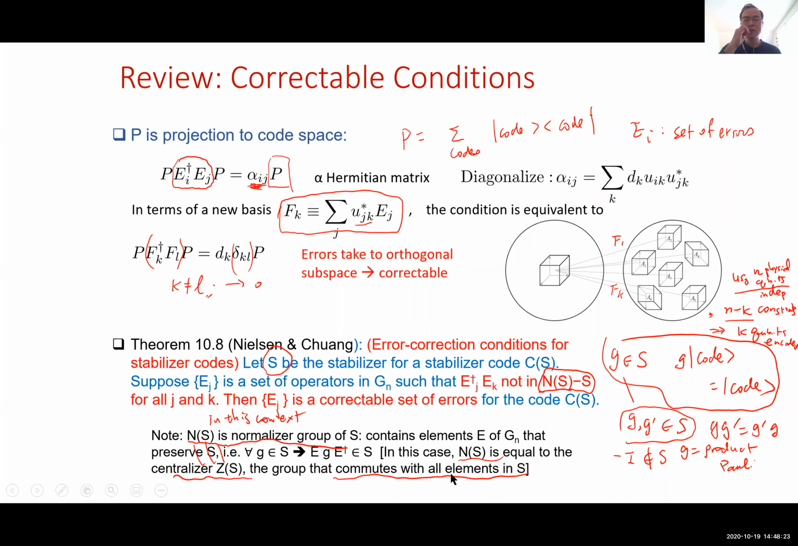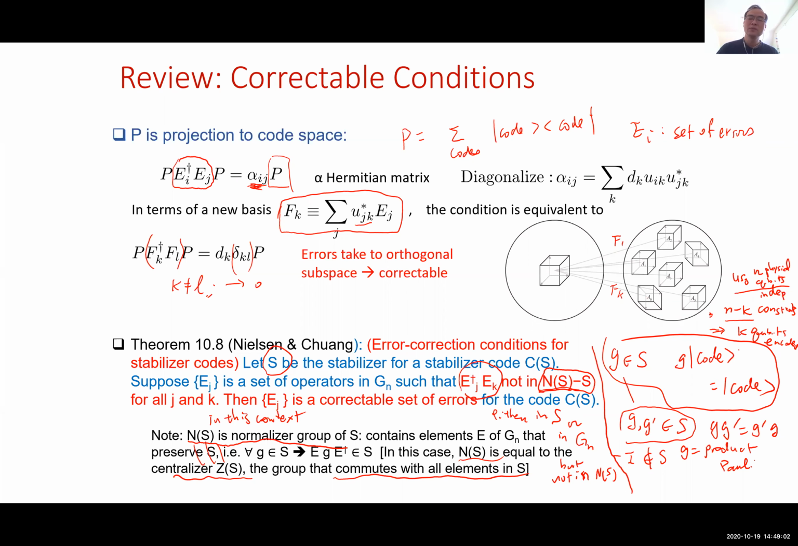Okay. The error correctable condition using stabilizer means that this product is not in the normalizer minus the stabilizer, meaning that it's either in S or in the Pauli group, but not in normalizer S. Okay.